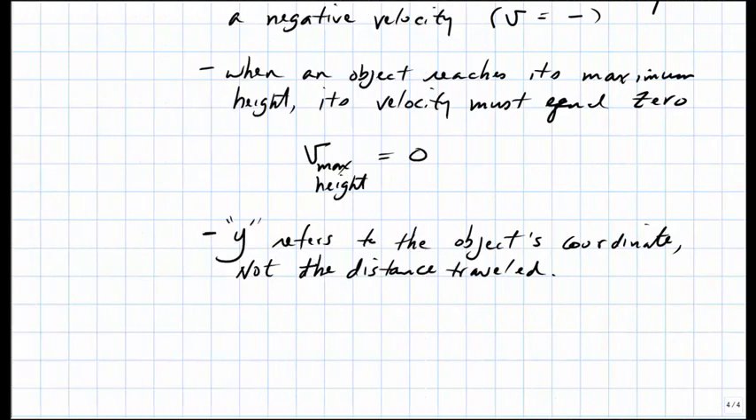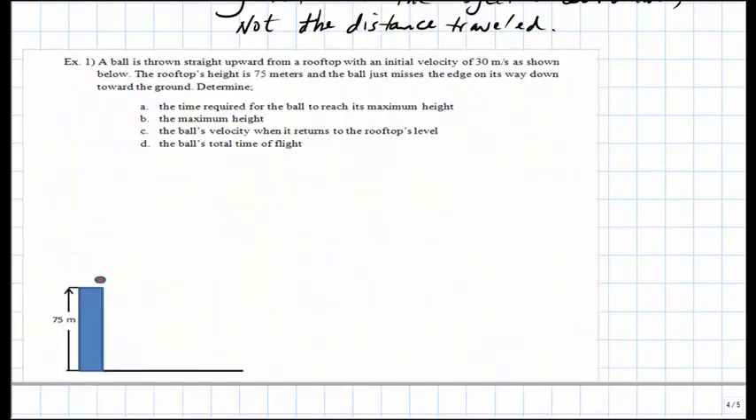We will now introduce an example that demonstrates the usage of these equations. So in this example, we have a ball thrown straight upward from a rooftop with an initial velocity of 30 meters per second as shown below. The rooftop's height is 75 meters and the ball just misses the edge on its way down toward the ground. We need to determine the following for this example.